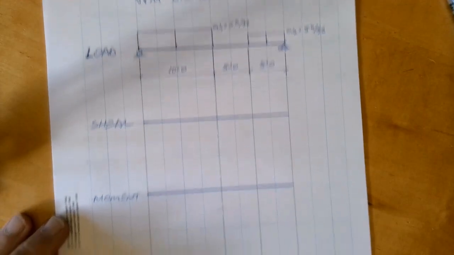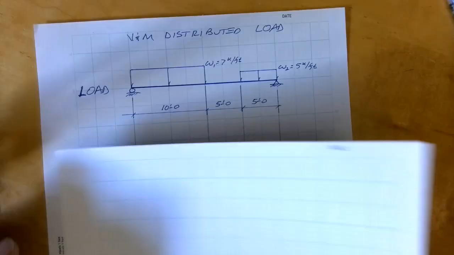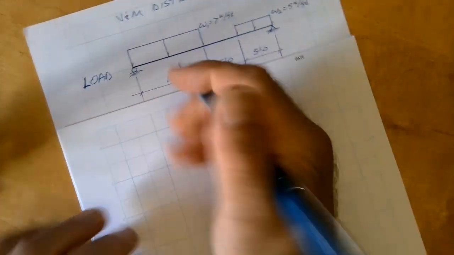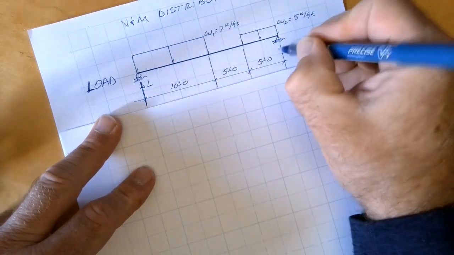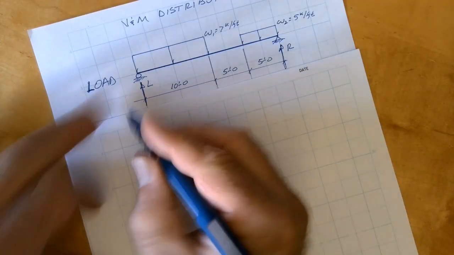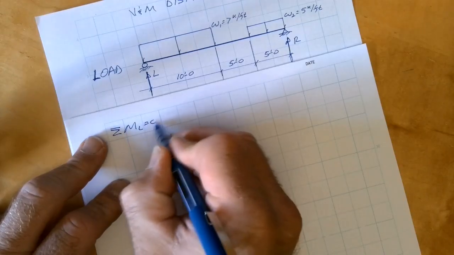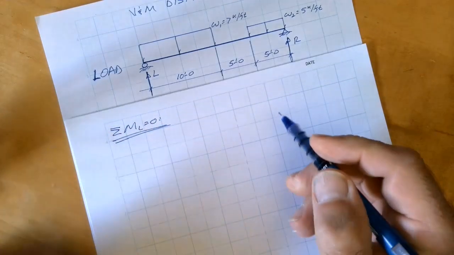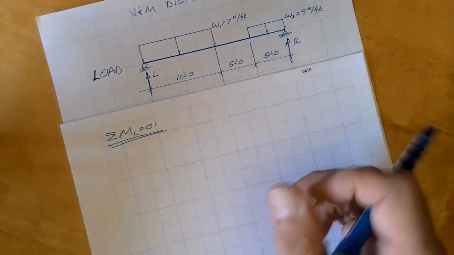The first thing we need to do is solve for the end reactions, and I'm going to do that on a separate page to keep this cleaner. I'll call this reaction L and this one R. If I sum moments about point L... actually, I think I'll solve this off camera, show you the solution, and then we can get into the shear and moment diagrams.